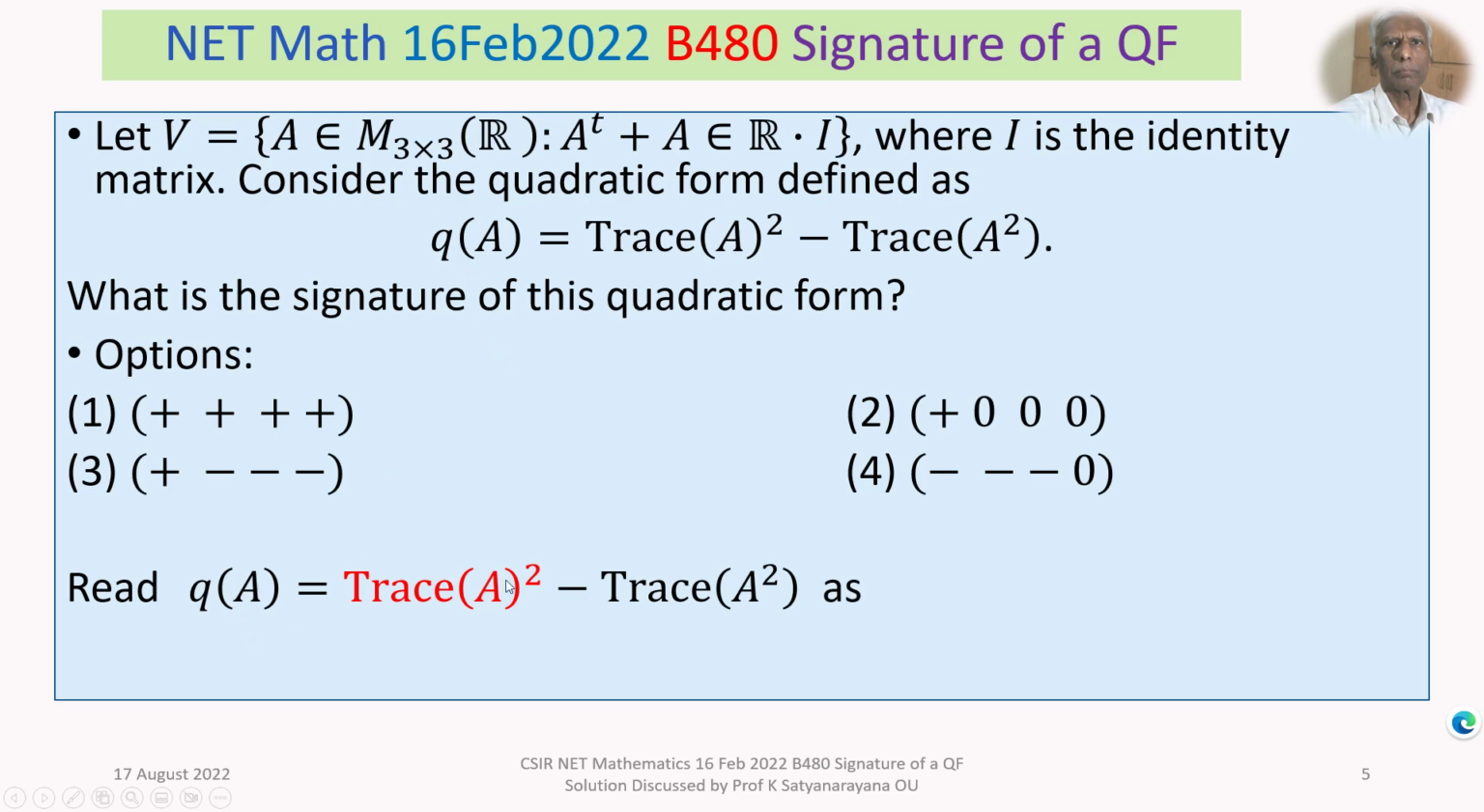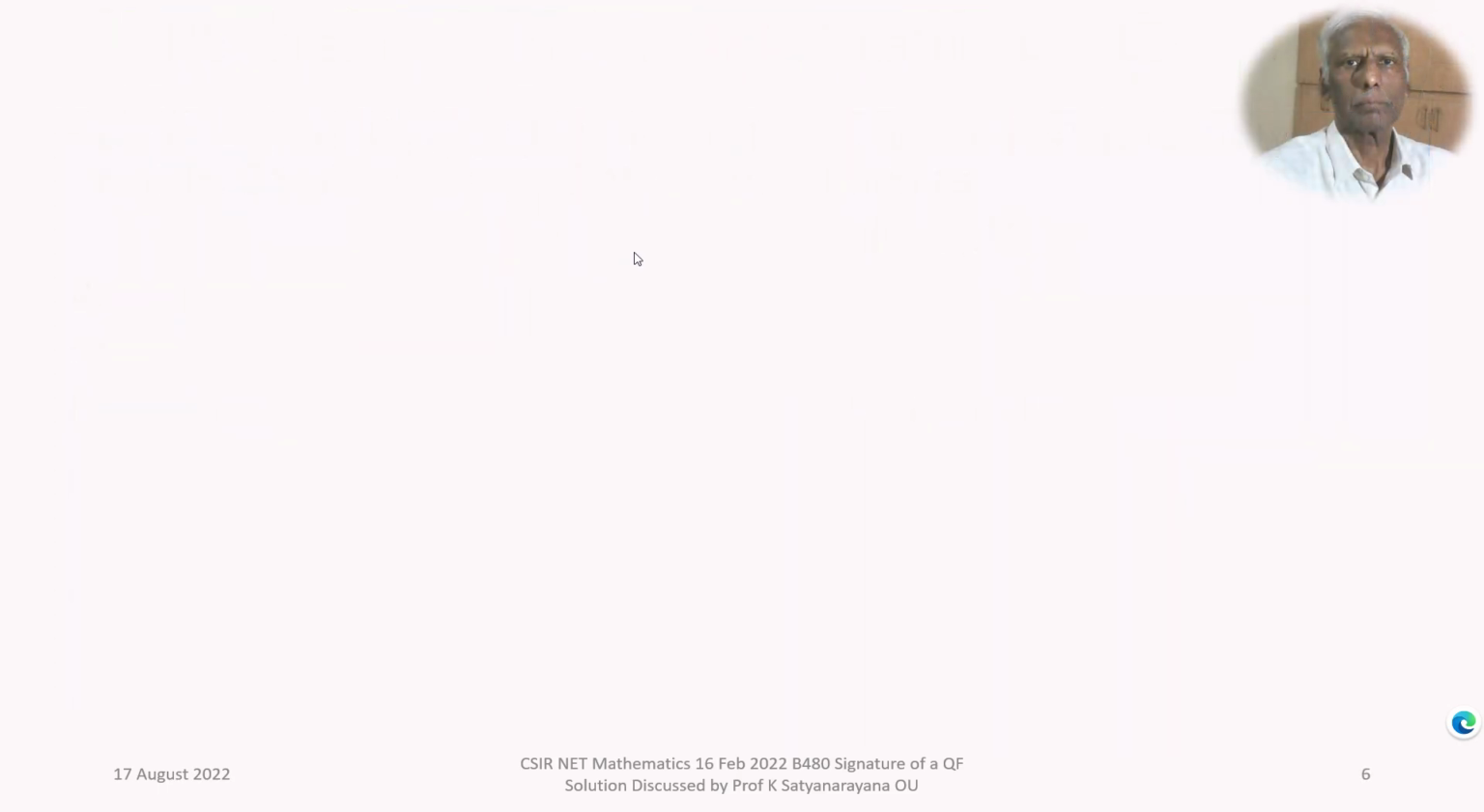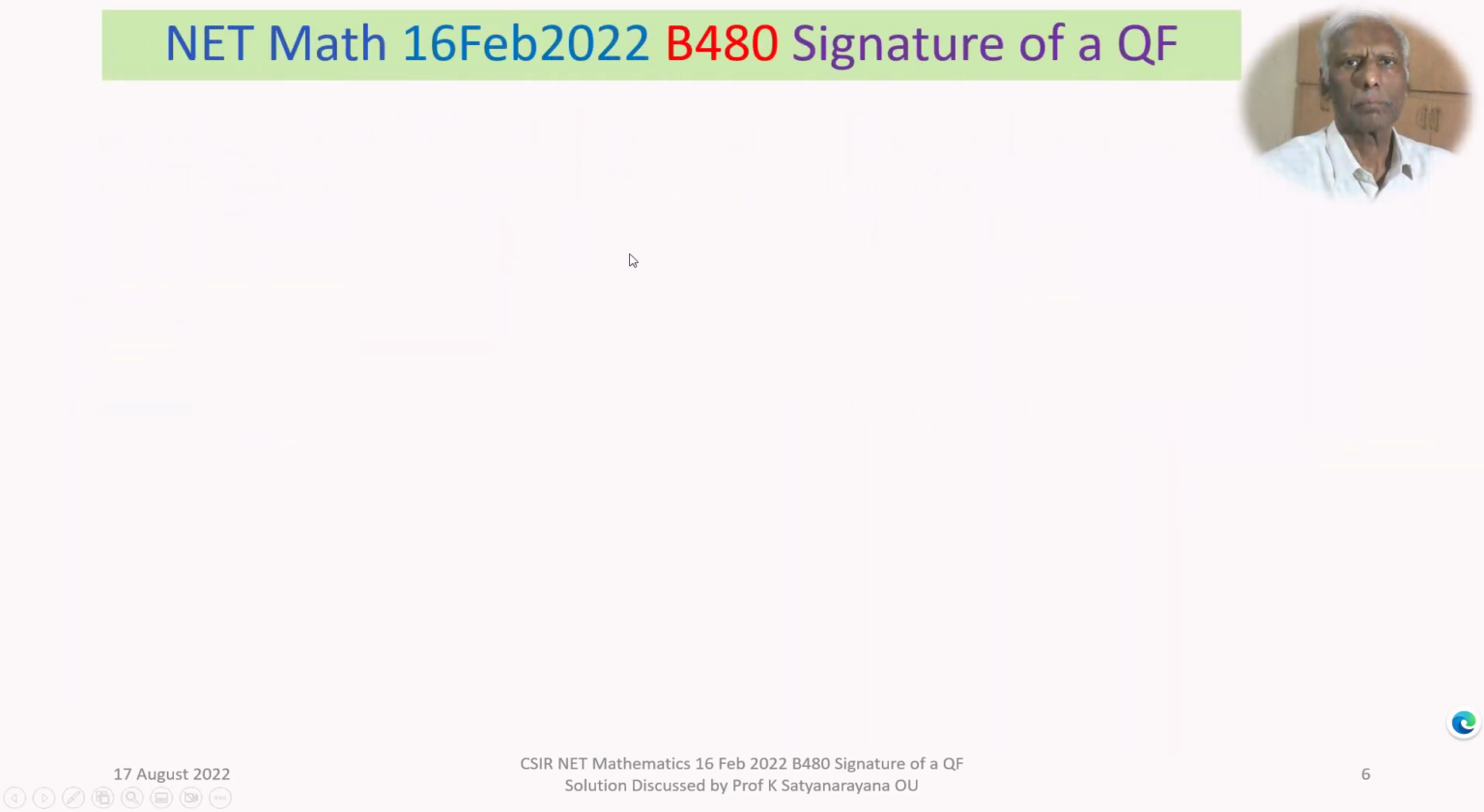Read Q of A as trace of A whole square minus trace of A square. This is to be read as trace of A whole square, and minus trace of A square. This is for our clarity, we have taken it like this. Now we discuss the solution of the problem in detail.